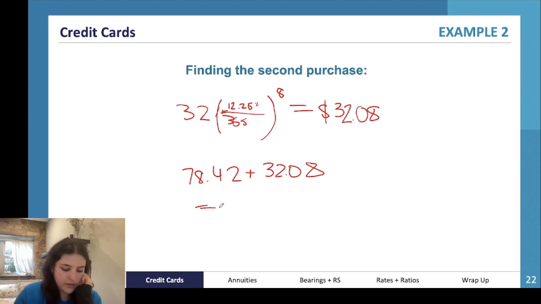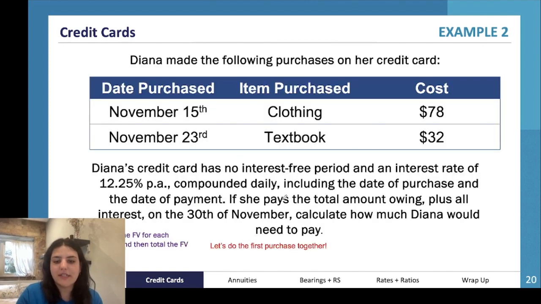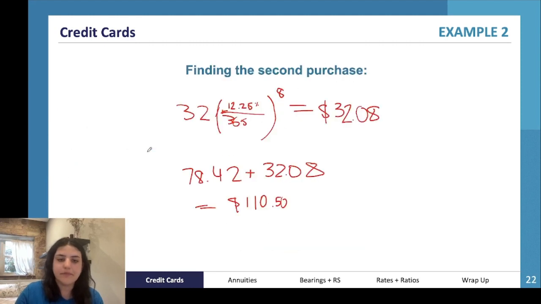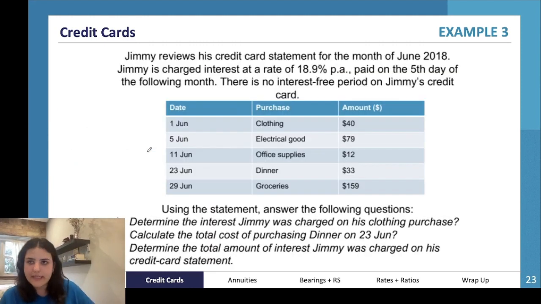Hold on. Oh, that's wrong, it's 78.42 plus 32.08. That's $110.50 owing on our entire payment. So as you can see, we broke that up, and then this is how much he needs to pay overall. So we did our 2 installments, our clothing, and then our textbook, and then answer by adding both of those together.